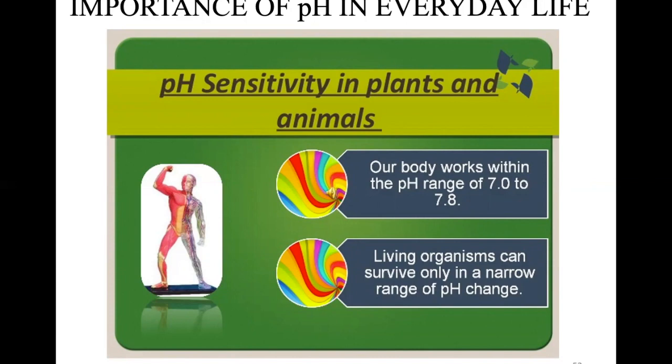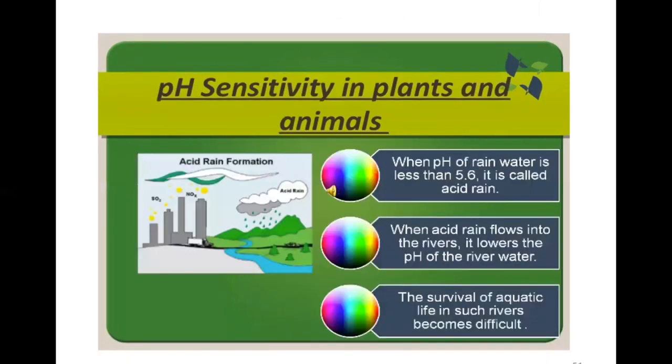First point, pH sensitivity in plants and animals. We are very pH sensitive. A slight change in the pH level will affect the life of living organisms. Acid rain hoga to kya hoga? Many organisms will die. The plants that are surviving will also die. So it affects human beings and all. So our body works within a very fine range of 7 to 7.8, and living organisms can survive only in this narrow range. Okay, we cannot survive in an acidic environment or a very strong basic environment.